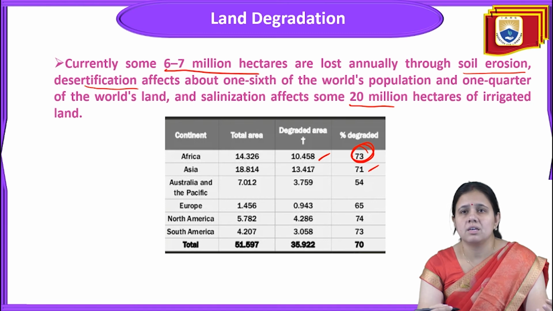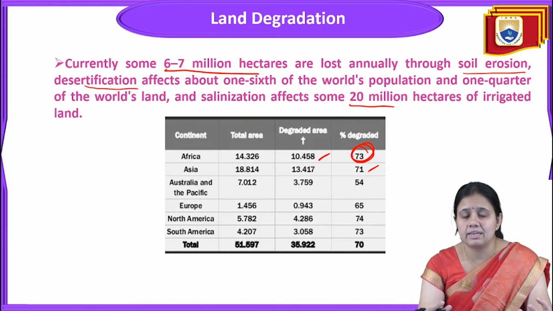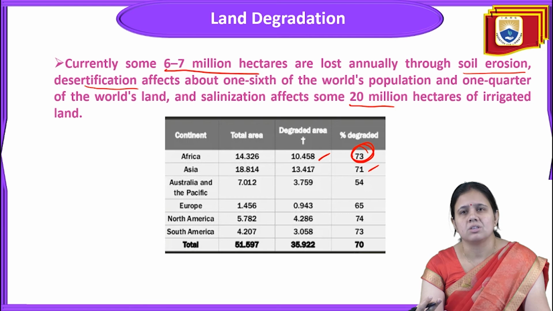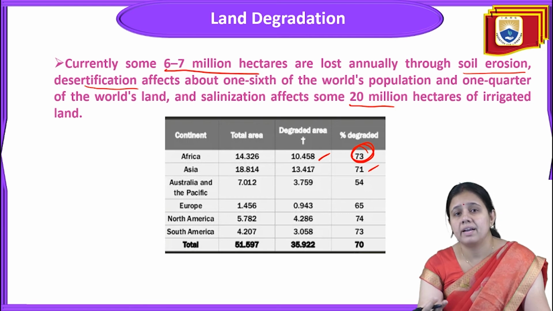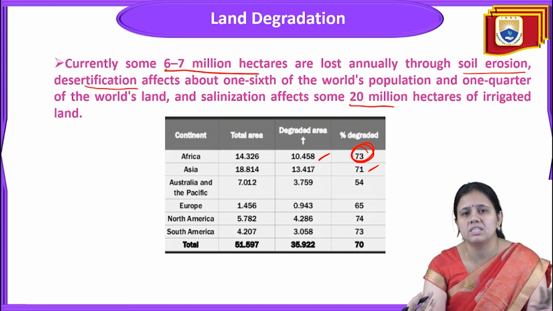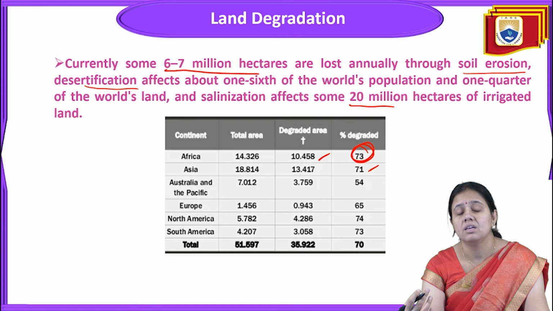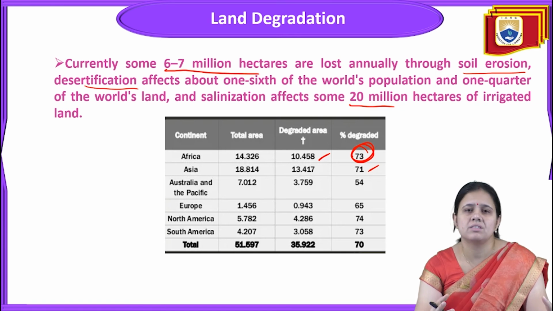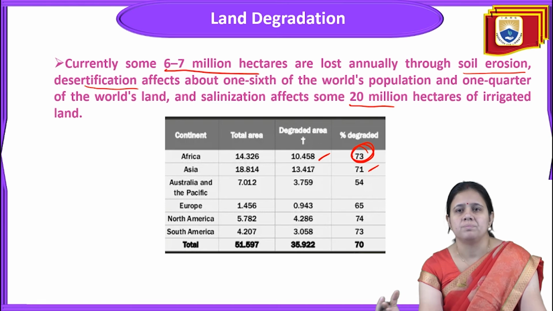The reasons for this land degradation are loss of soil fertility and desertification. That is why land degradation is a great concern, and soil erosion, desertification, and land degradation are all connected with each other. The cause of this issue is sometimes man-made and sometimes natural.